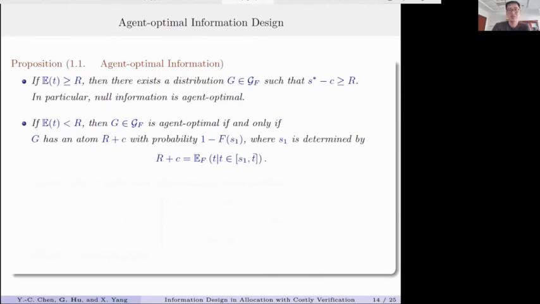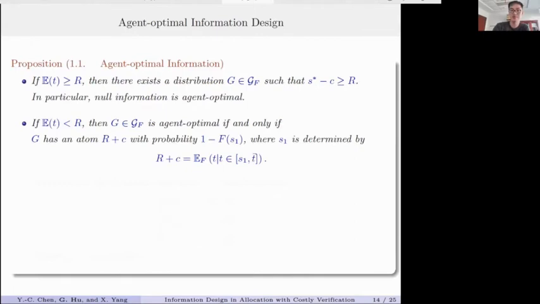And here is a characterization of the solution to the agent optimal information design problem. Two cases. If the mean type or the mean signal is larger than the reservation value, then we claim that there exists a signal distribution G such that the threshold is high enough. In particular, non-information is agent optimal.